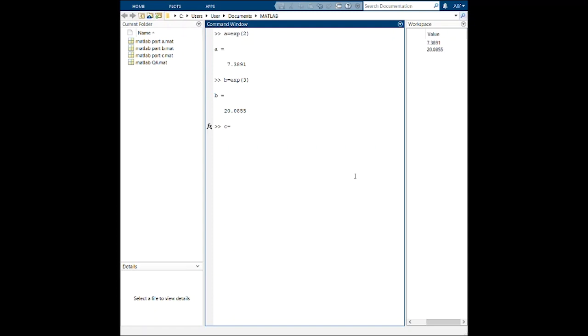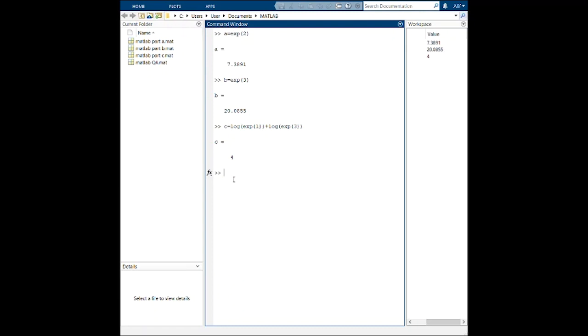is equal to log exponent plus log exponent 3. Okay, the answer is 4. If I calculate using the calculator, the answer is also 4.